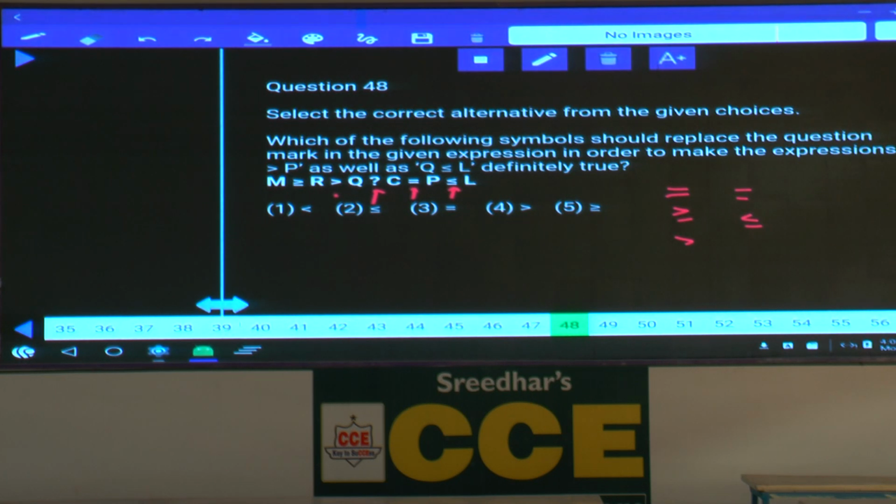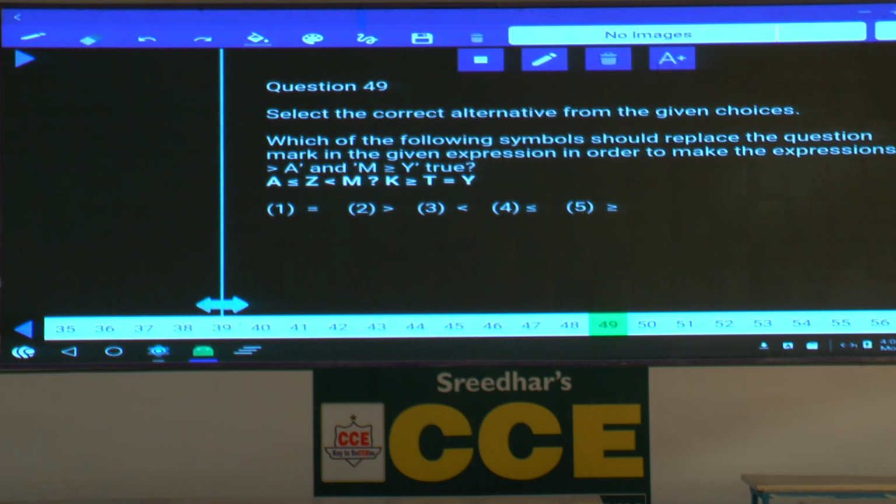Then what is your answer here? Tell me which symbol is common? Greater than or equals to is not common, hence only equal is common. Choice 3 is the answer. Are you following this one or not? Choice 3, 48.